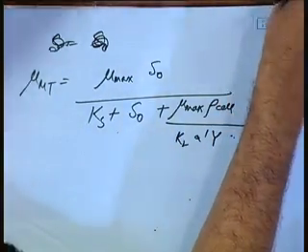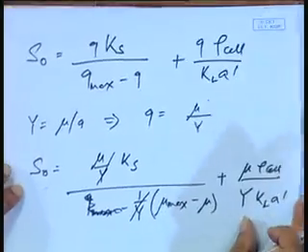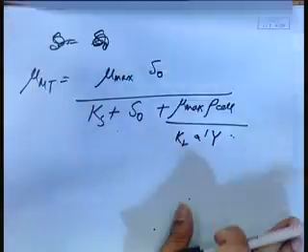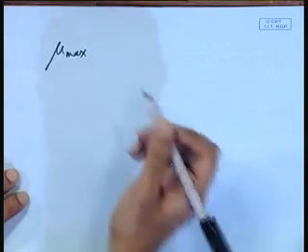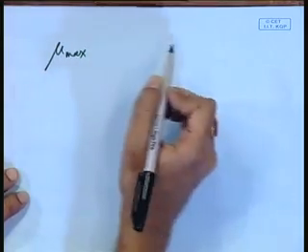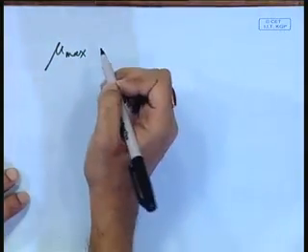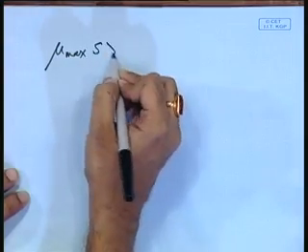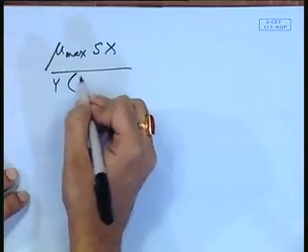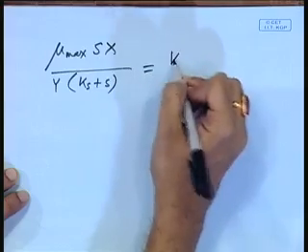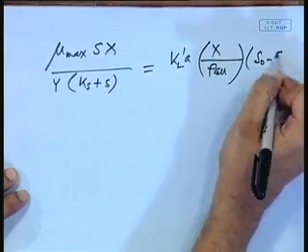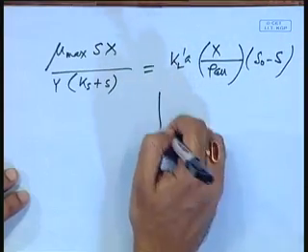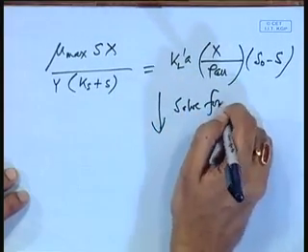Okay, if I need to explain, I'll do it one more time. I think I have it here. So this is not the quadratic equation. Let me write it down, I don't want confusion in this. So mu max S times X over Y, Ks plus S, equals KL prime A X over rho cell times S naught minus S. So this is your quadratic equation that you now need to solve for S.